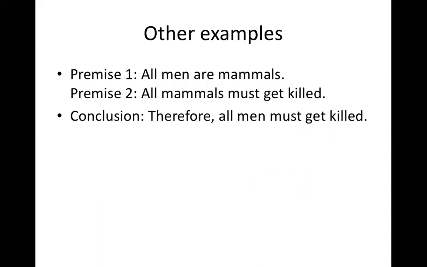Another example, all men are mammals. All mammals must get killed. Therefore, all men must get killed. So you can see, first of all, what is the nature of this argument? Who can tell me the nature of the argument? All men are mammals. All mammals must get killed. Hypothetical. Yes, it's hypothetical. The consequent of premise 1 has become the antecedent of premise 2. And then the conclusion brought together the first antecedent and the last consequent. So it's a hypothetical syllogism.